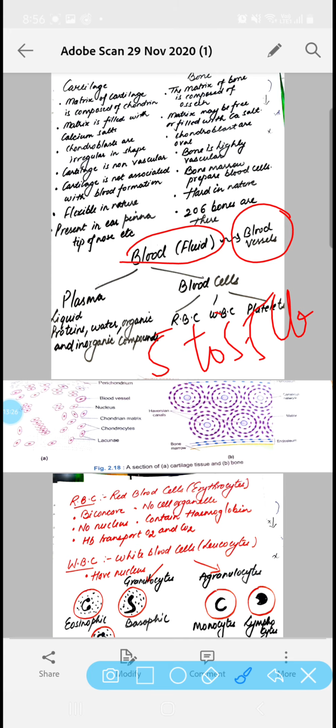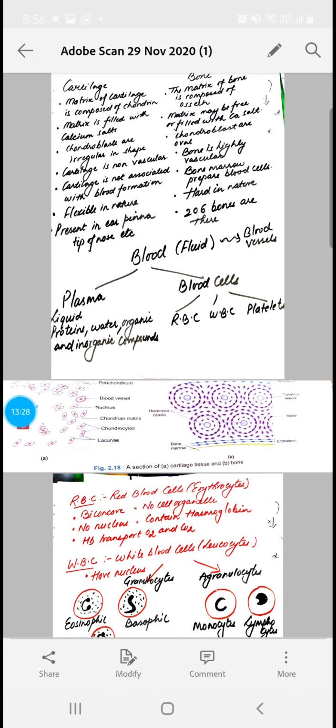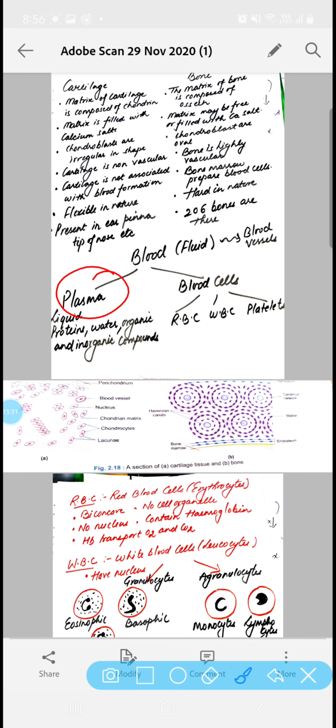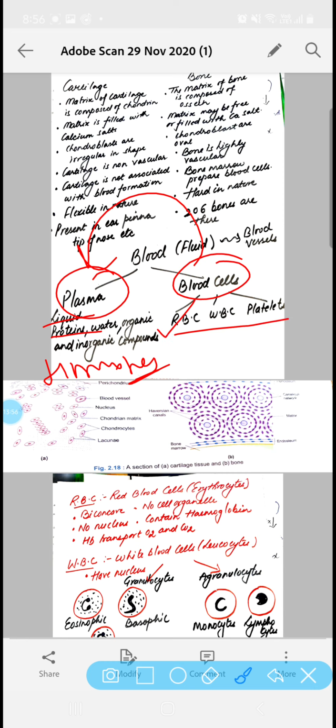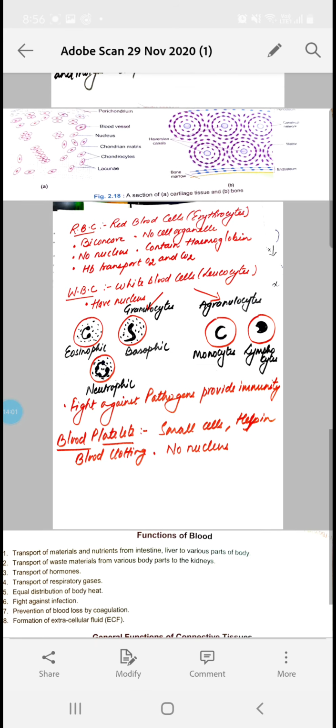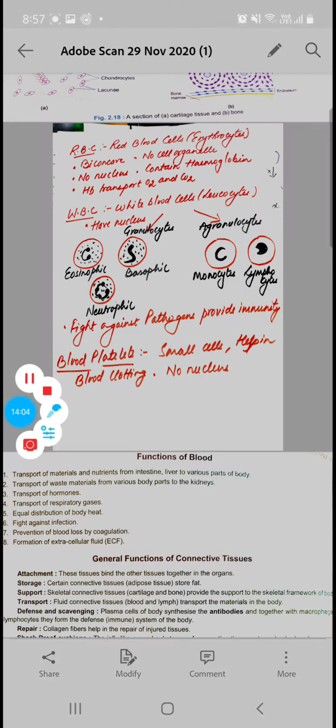Okay, so here the blood is divided into two categories, mainly the blood plasma and blood cells. Now the blood plasma is the liquid part of the blood which contains important ions, proteins, water, inorganic and organic compounds, hormones, etc. And blood cells are the cells which move in the plasma. They are of 3 types: red blood cells, white blood cells, and platelets. Okay, so let's take a view of them one by one.